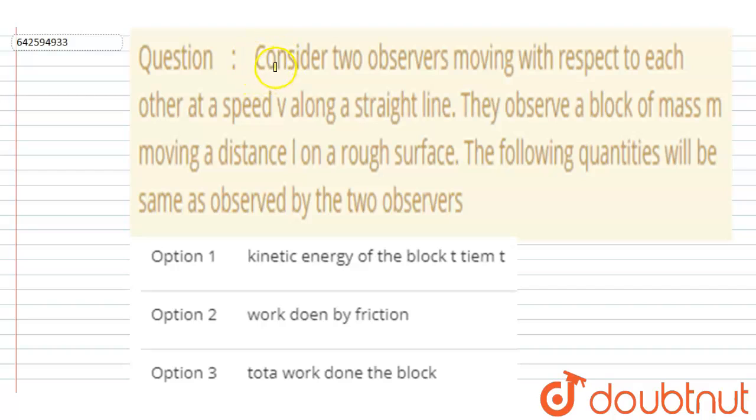Hello everyone, let's do this question. The question says that consider two observers moving with respect to each other at a speed v along a straight line. They observe a block of mass m moving a distance l on a rough surface. The following quantity will be the same as observed by the two observers. So we have to recognize which quantity will be observed by the two observers the same.